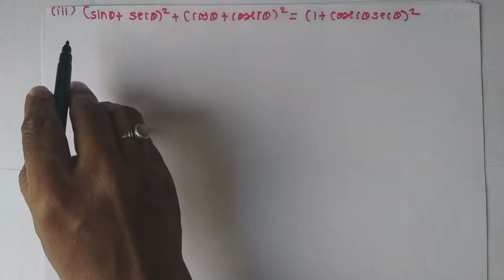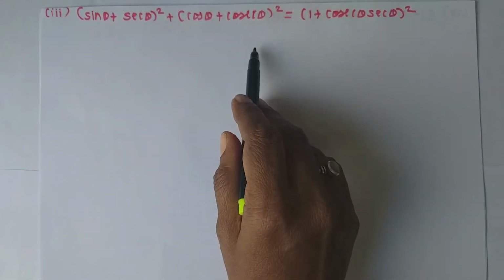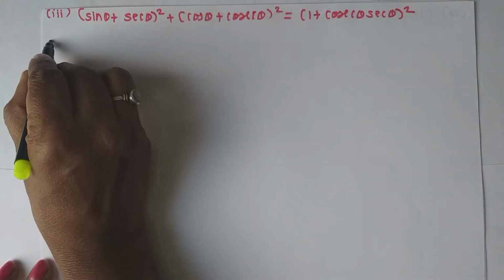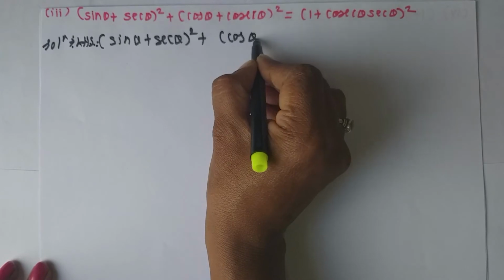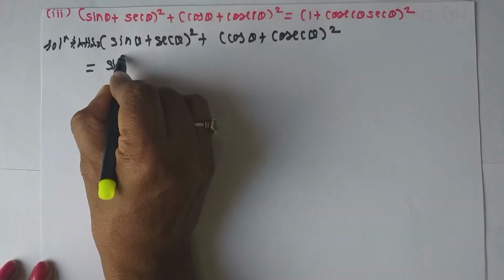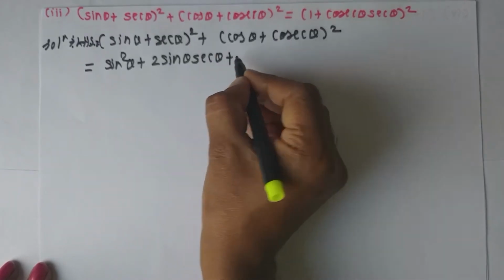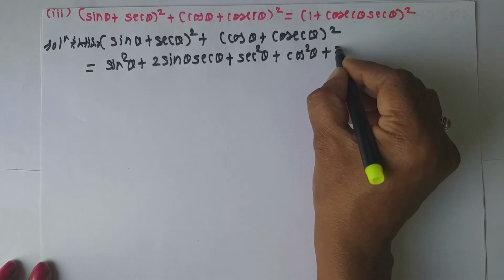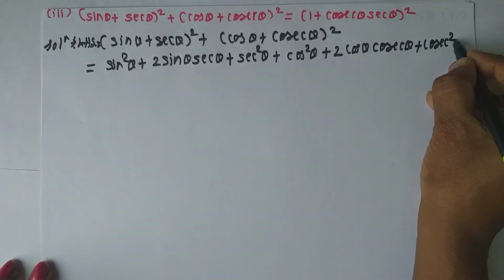Now, the third problem is: sin theta plus sec theta, bracket square, plus cos theta plus cosec theta, bracket square, is equal to 1 plus cosec theta sec theta, whole square. Again, you take the left hand side in the solution. This is sin theta plus sec theta, and this is cos theta plus cosec theta. Take the square, then this will be sin square theta plus 2 times sin theta sec theta plus sec square theta. Now expand the second bracket. This will be cos square theta plus 2 times cos theta into cosec theta plus cosec square theta.